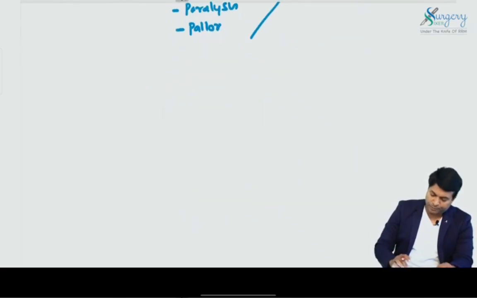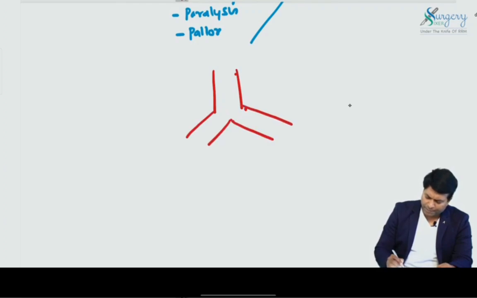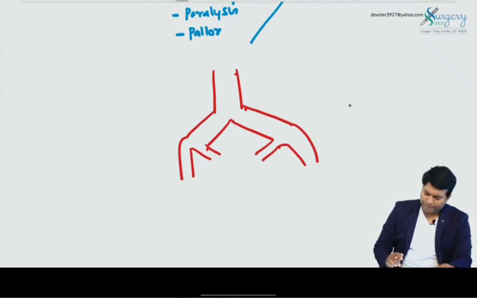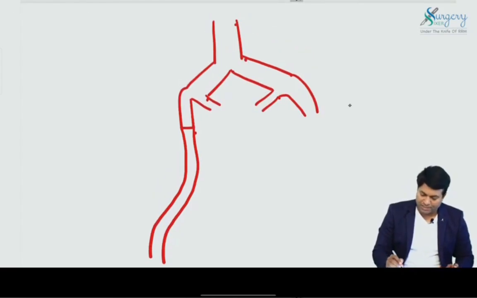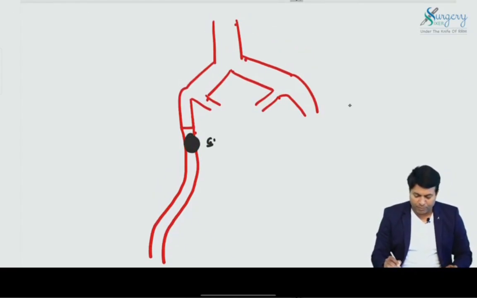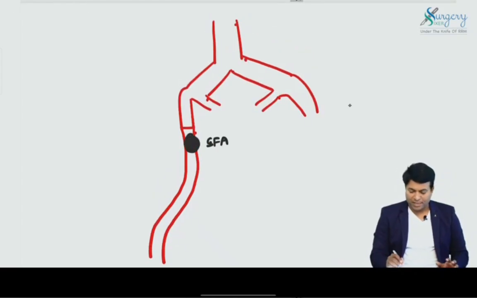So let us assume this is the aorta, this is the common iliac artery, this is the external iliac artery, this is the internal iliac artery. This external iliac artery continues as the femoral artery, popliteal artery, like that, superficial femoral artery, popliteal artery. Now let us assume the thrombus is in this place. The thrombus is in the superficial femoral artery, that is an embolus. The embolus is getting obstructed here, causing obstruction of blood flow.